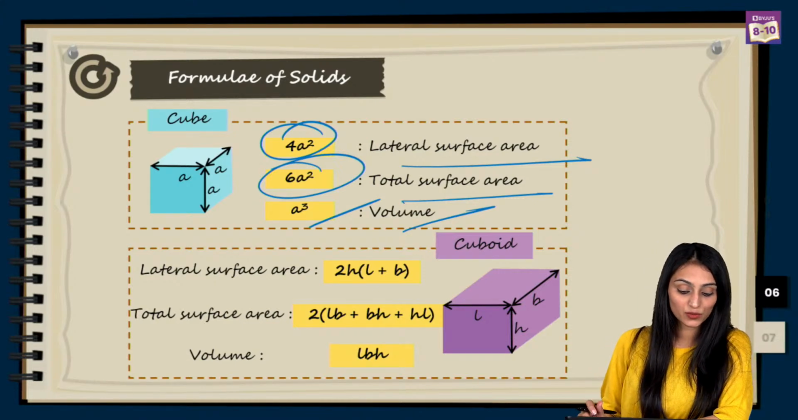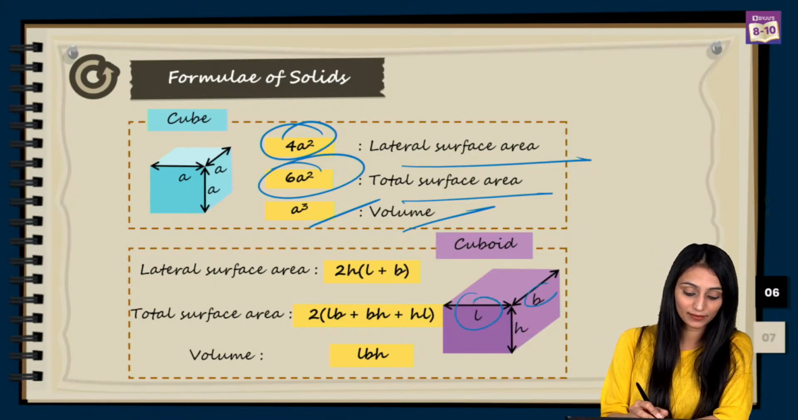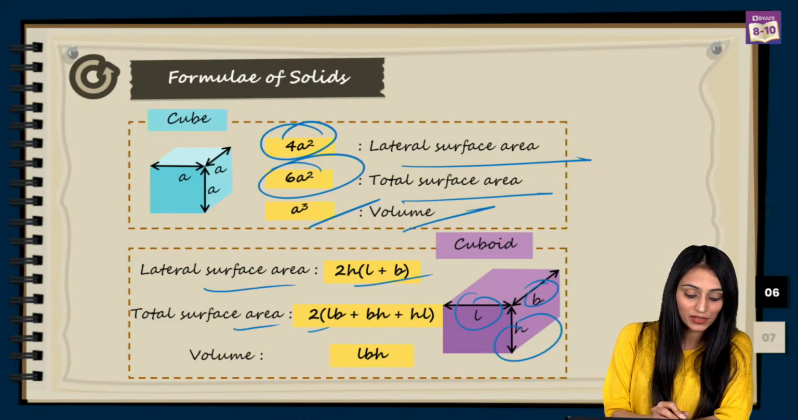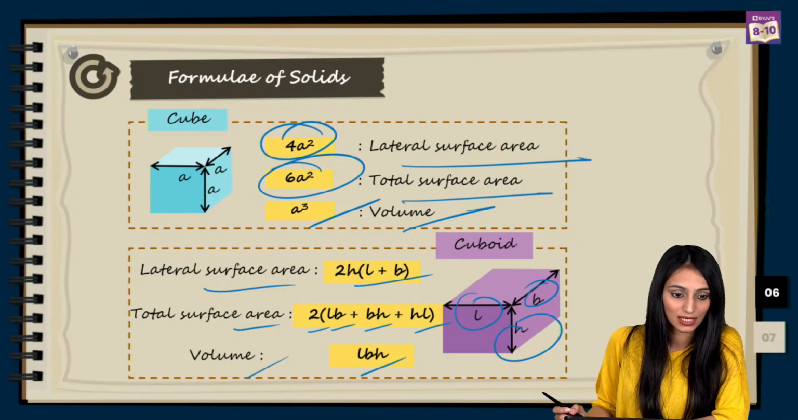Alright, and then we talk about the cuboid, which has length, breadth, and height. So its lateral surface area is 2h(l plus b). Total surface area is 2 times (lb plus bh plus hl), and volume is l times b times h.